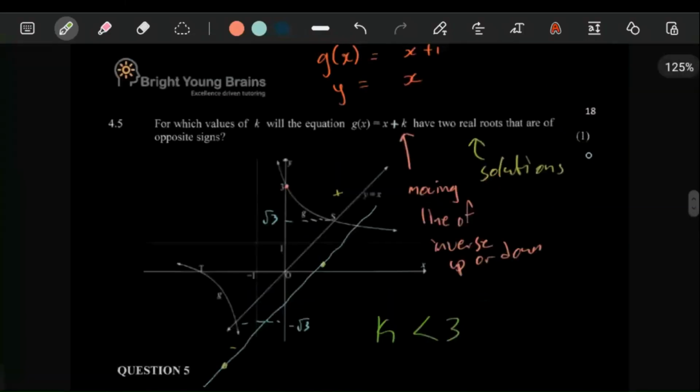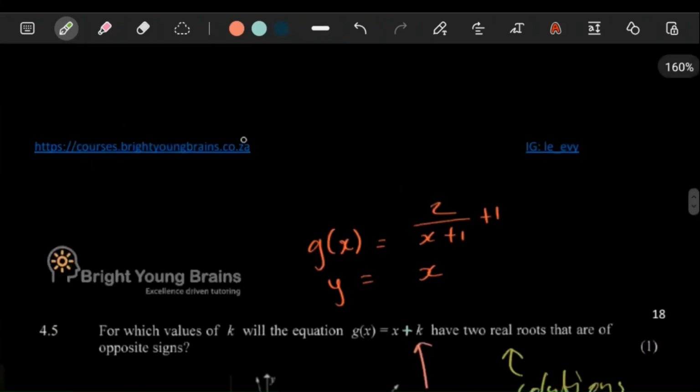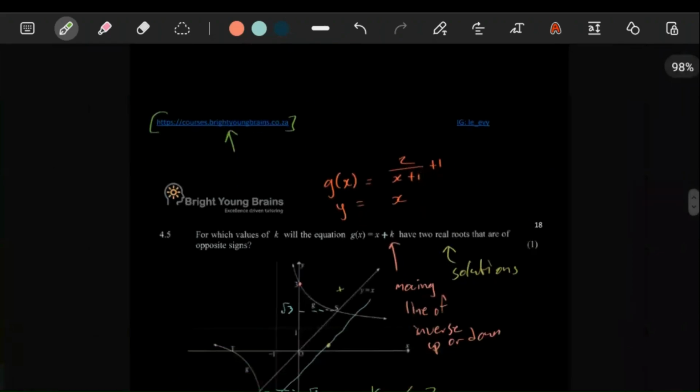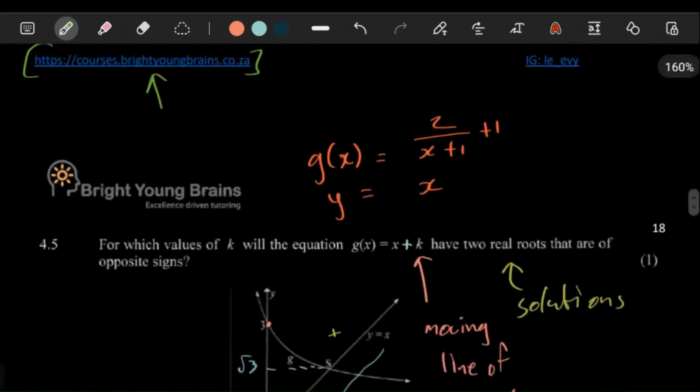So again, it's a 1 mark question. It's a bit of an intricate question. If you do want to master these kinds of questions, I mean, you know where you can do that. But obviously, if it's not your cup of tea, you can always just move on and tackle these questions when you're done with the entire paper. Anyways, let's move on to the next question.